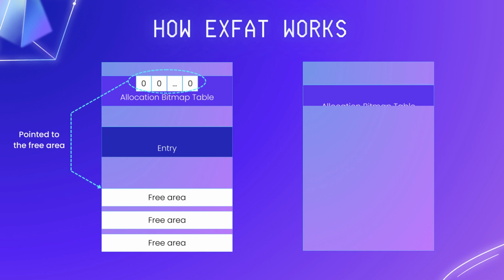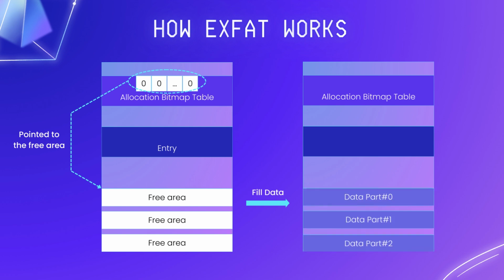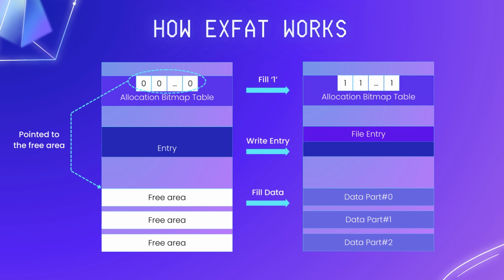When you create a new file, the system reads the allocation bitmap table to identify free areas. However, when dealing with large files, it requires multiple non-contiguous free spaces. In our example, data is distributed across three different areas, labeled as Part 0 to Part 2. Once all data is successfully written, the allocation bitmap table is updated to mark the spaces as in use. After this, a corresponding file entry is created to specify crucial file information, such as the file name, file size, and modified date.